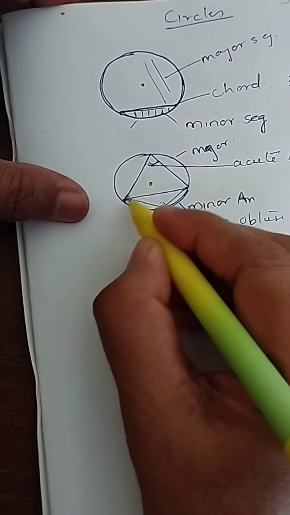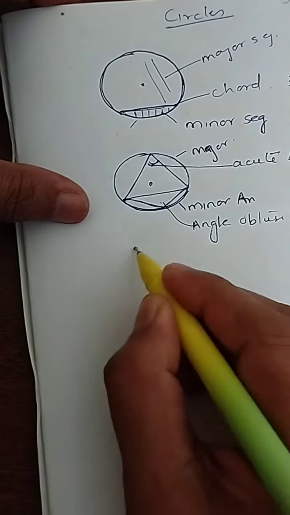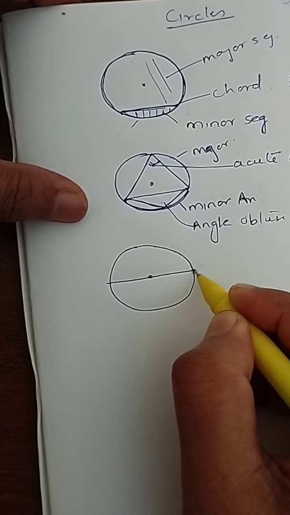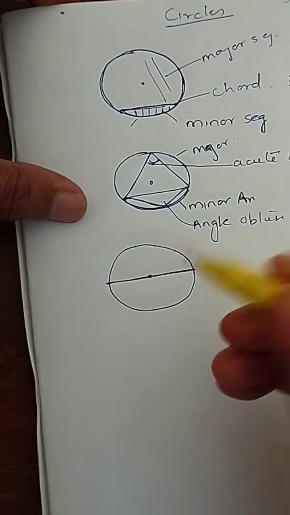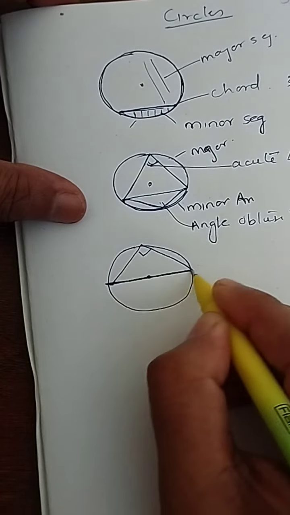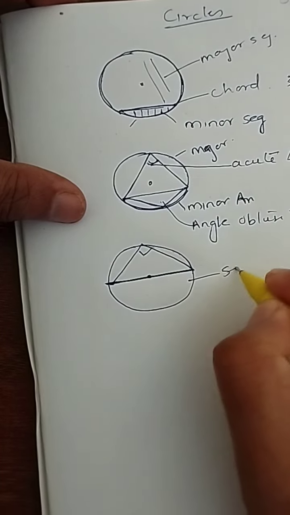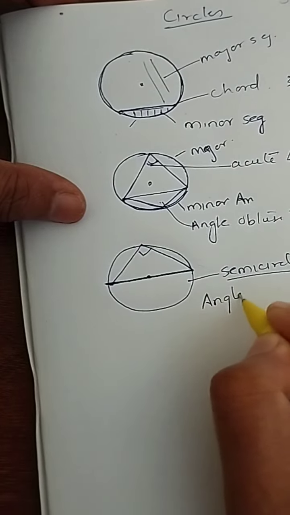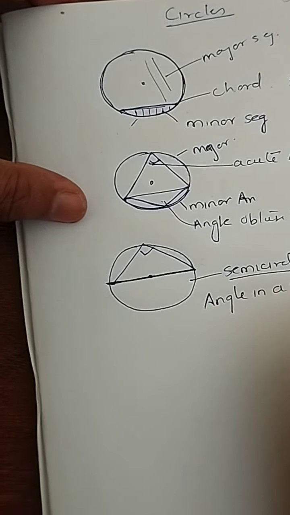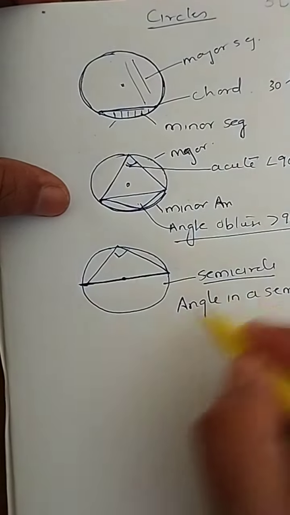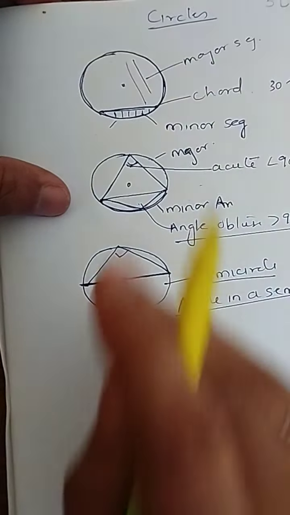Now I told you about the angle in a major segment and the angle in a minor segment. Similarly, we have the line which passes through the center, this is called a diameter. Now this diameter also subtends an angle. Always remember, the diameter divides a circle into what we call semicircles. So, the angle in a semicircle is 90 degrees.